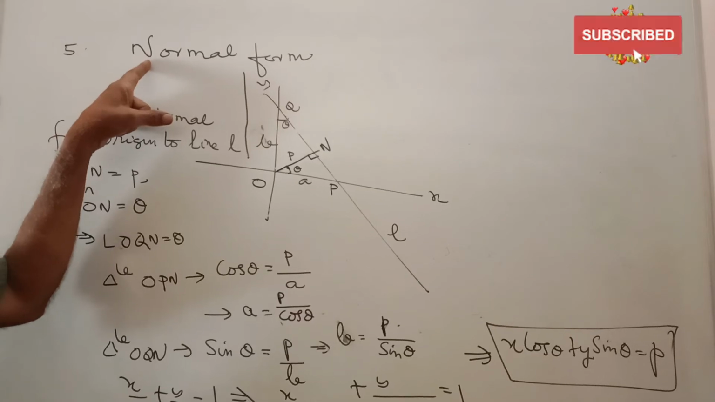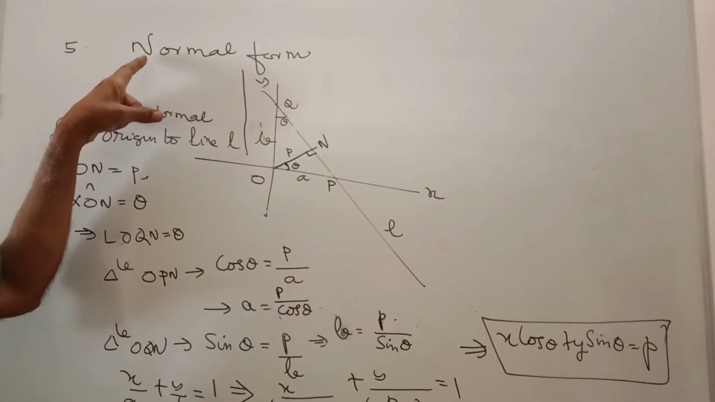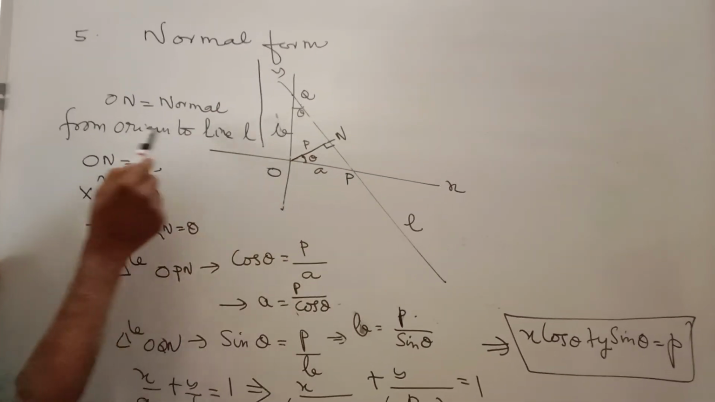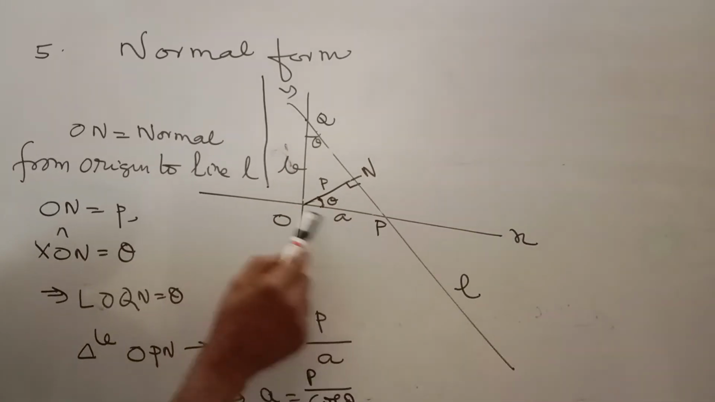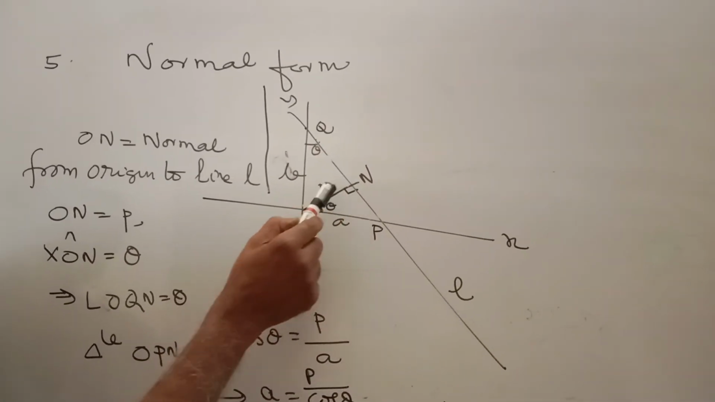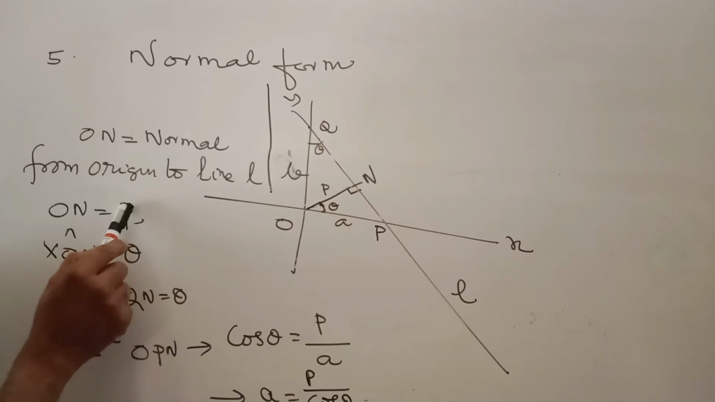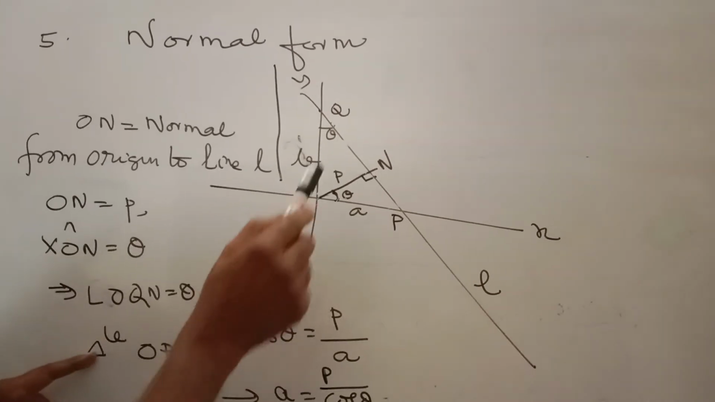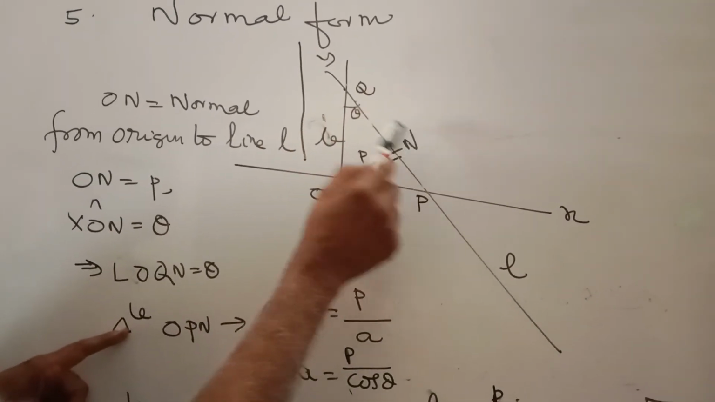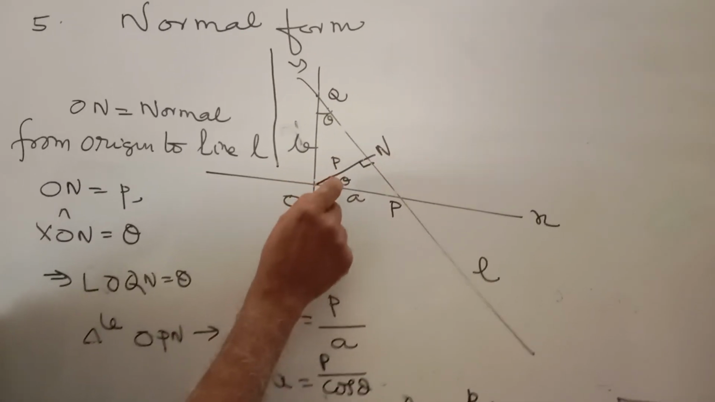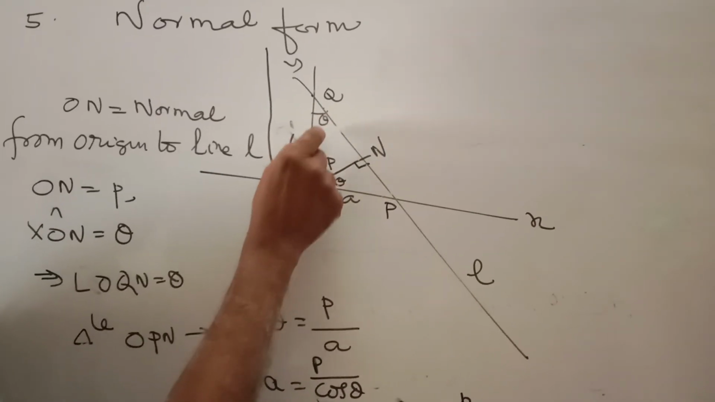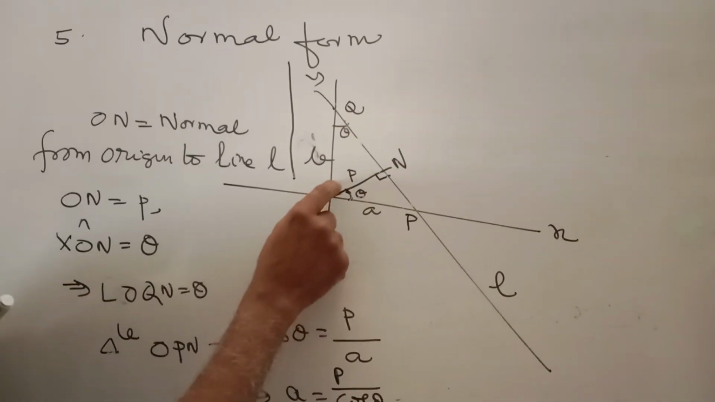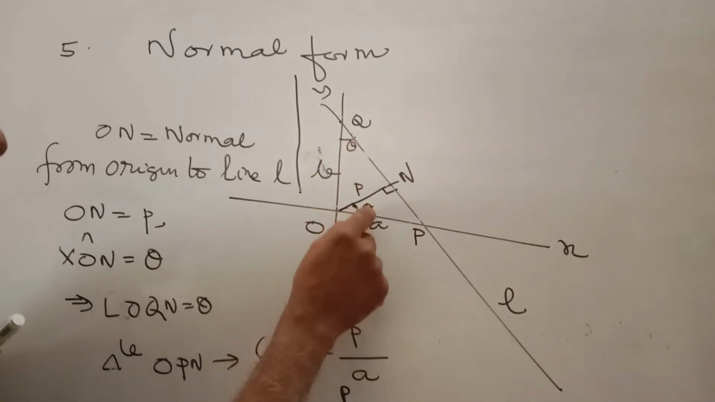We now go for the fifth form of the equation of a straight line, which is called the normal form. Now in the figure, ON is the normal from the origin to the line. If the length of ON is P, ON equals P, and the angle XON equals theta, we have this angle OQN is also theta, because this plus this is 90 degrees, this plus this is also 90 degrees. So they should be equal.